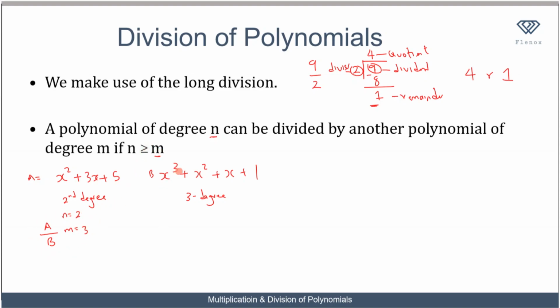But if I say I want to divide x cubed plus x squared plus x plus 1 over x squared plus 3x plus 5, then this is possible. Why? Because the degree of the dividend, which is 3, is greater than that of the divisor. So before you divide two polynomials, you must ensure that the degree of the dividend is greater than that of the divisor. So now let's apply that to show you how to go about solving it.